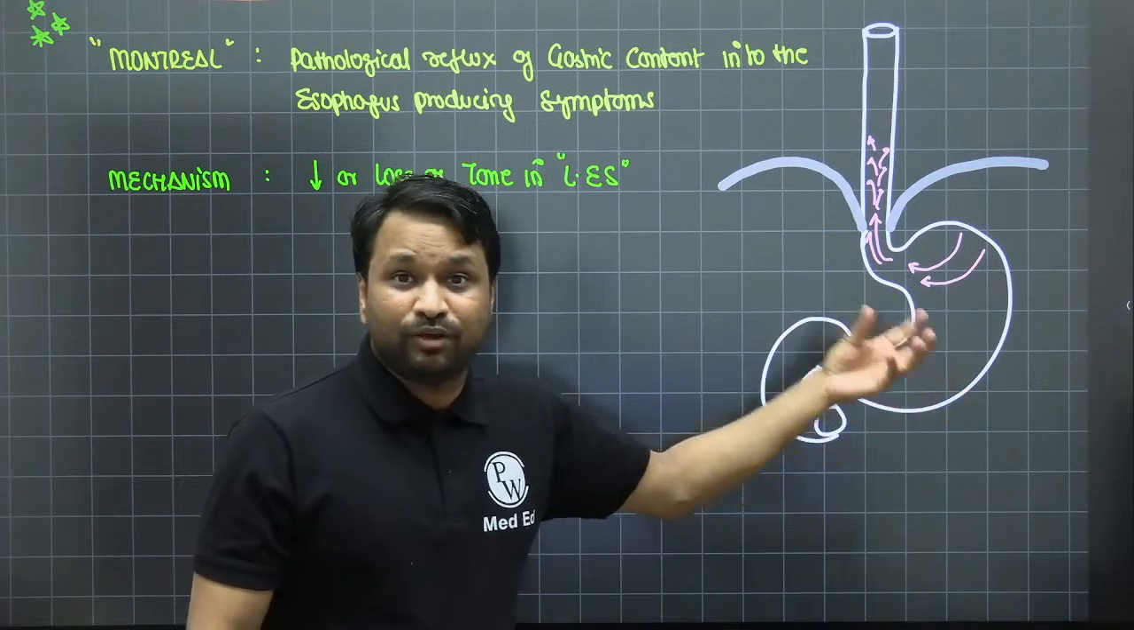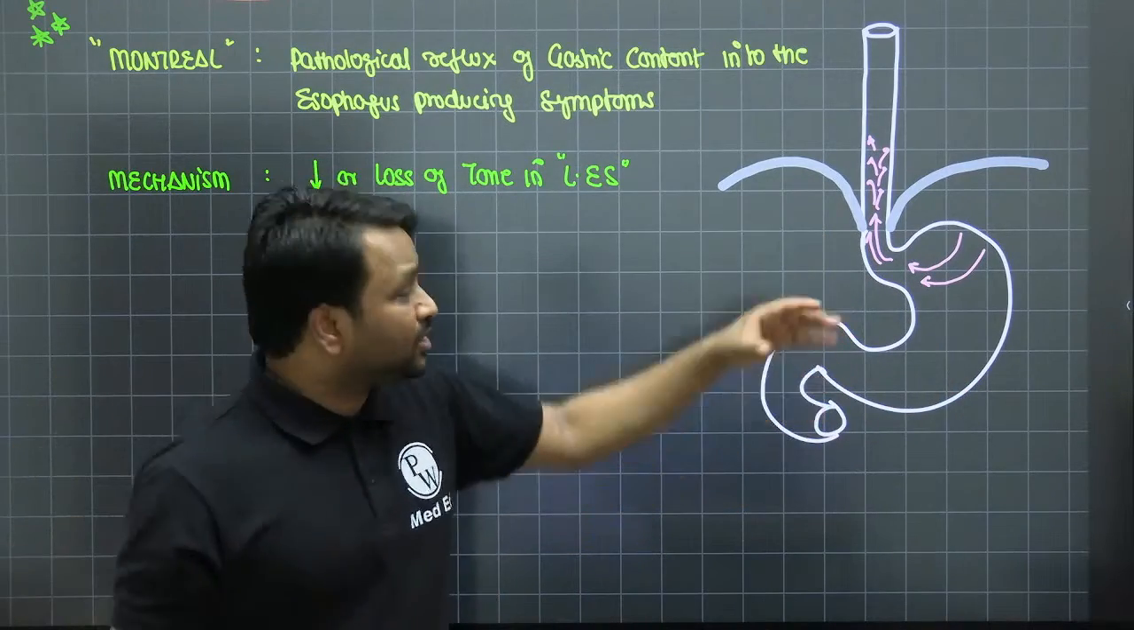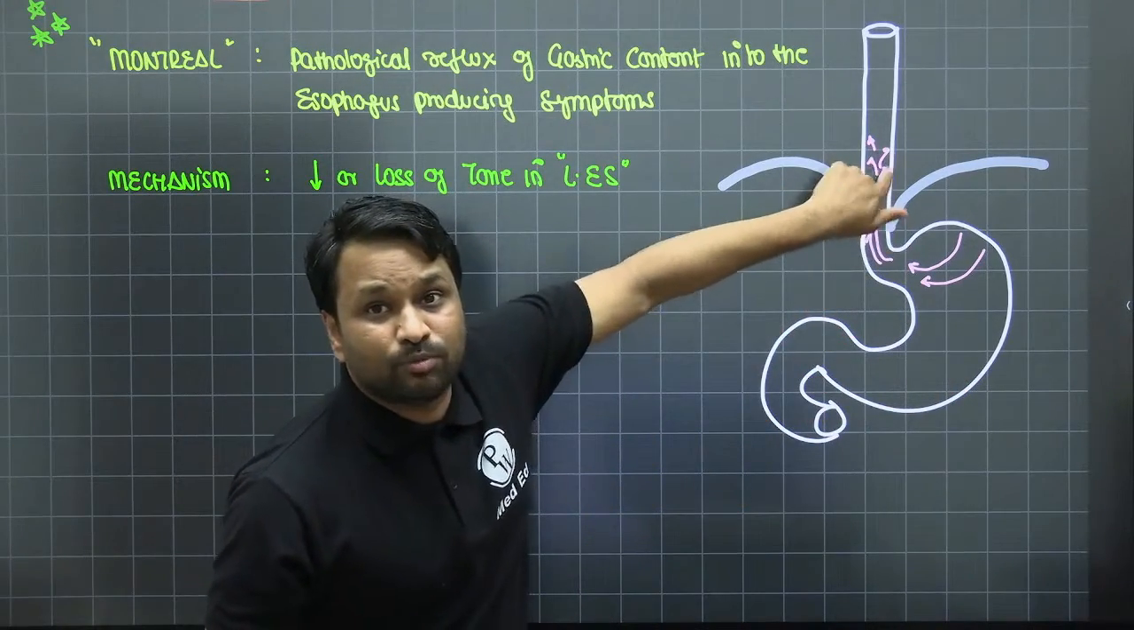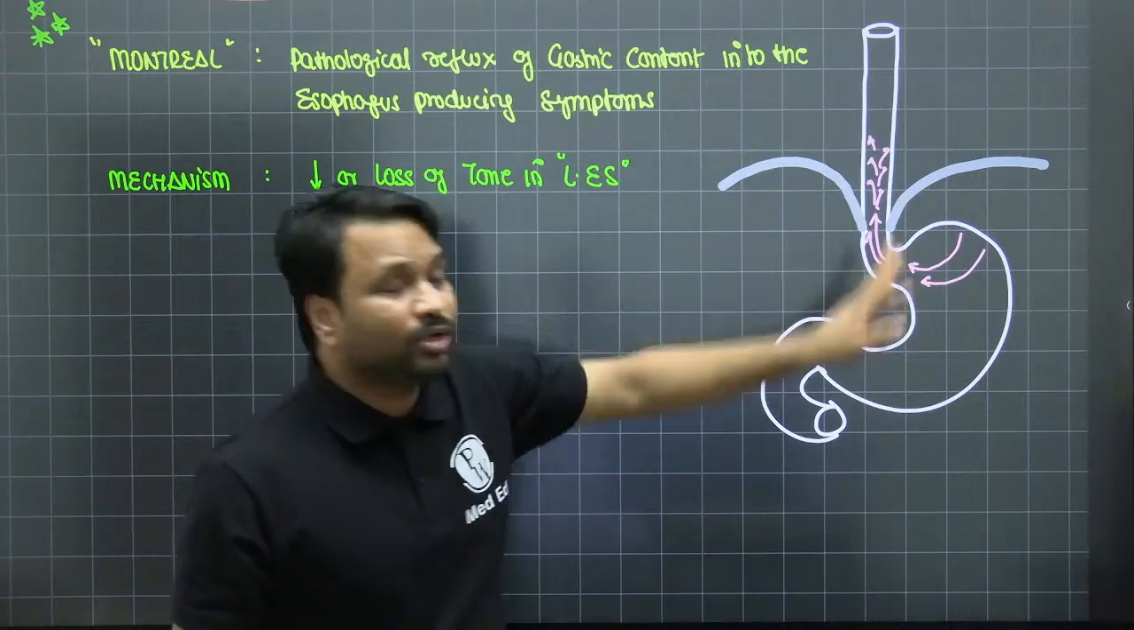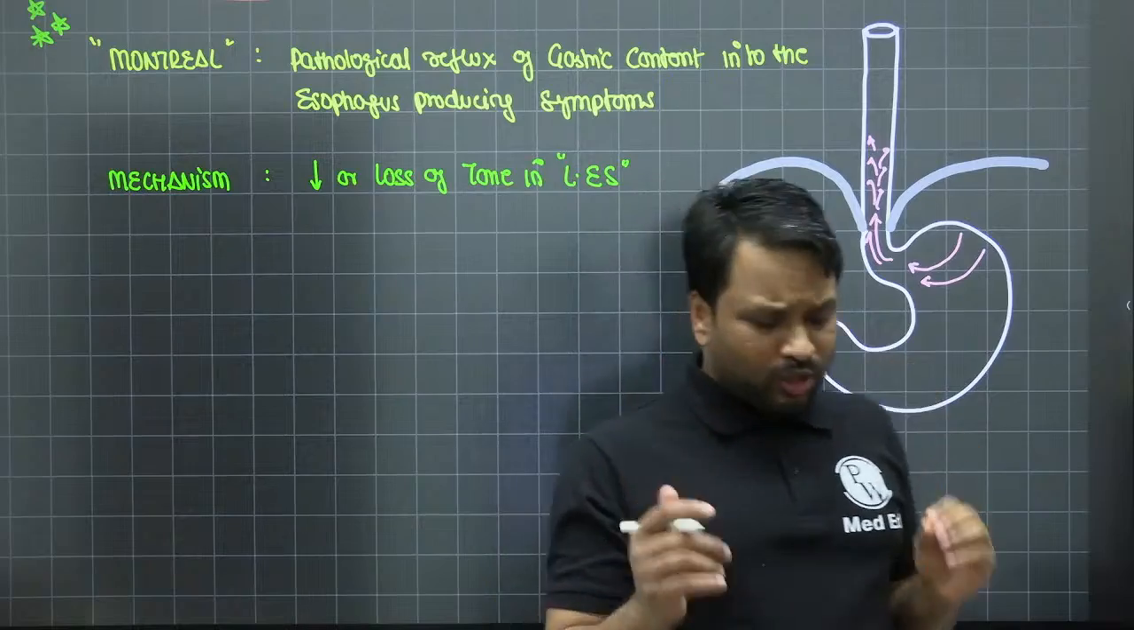Now that pressure will spill the content in all directions. Earlier there was a sphincter, it was not allowing the content to move into the esophagus. Now the sphincter has given way. Now as the sphincter has given way, the content will start to go back into the esophagus. So the whole concept is very simple.